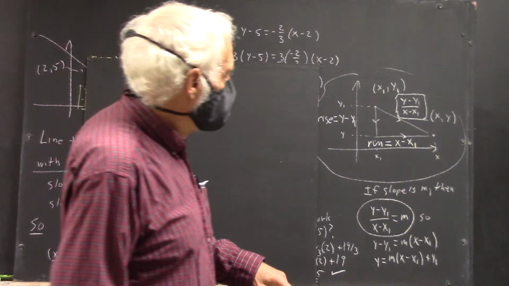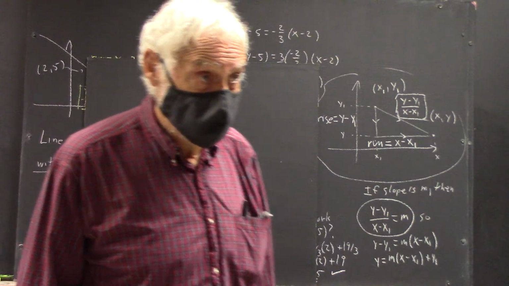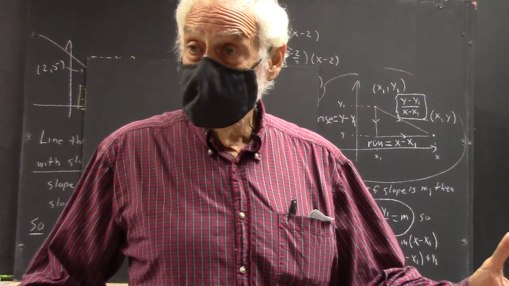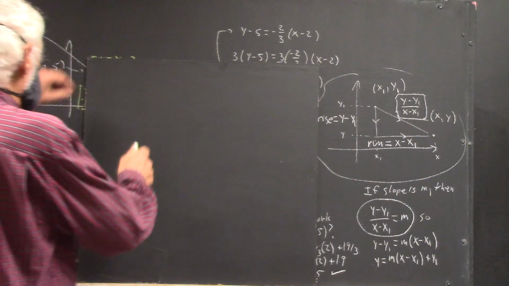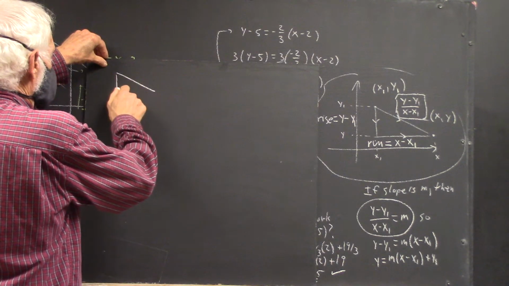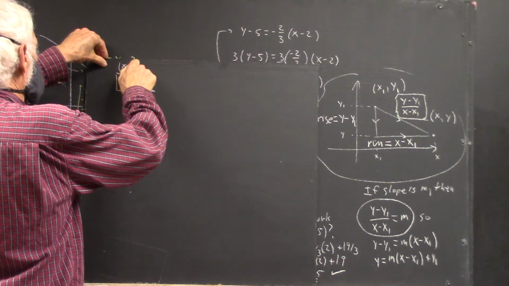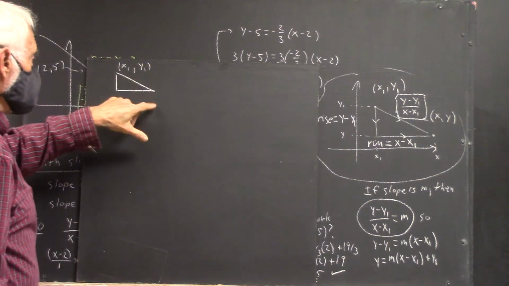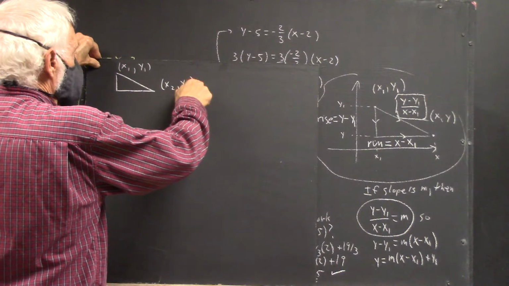Okay, if you have 2 points, an x1, y1 and an x2, y2, then you can immediately write the slope, right? So let's do that. Let's just take this picture, and I'm going to draw it kind of small because I used up almost all my board space. This is x1, y1, just like before. Instead of x, y, this is x2, y2.